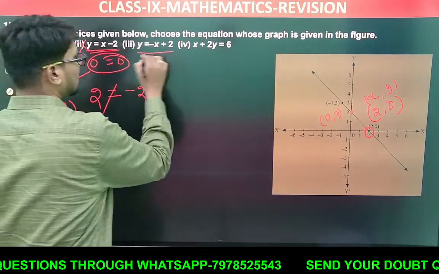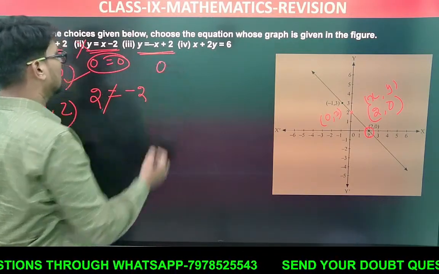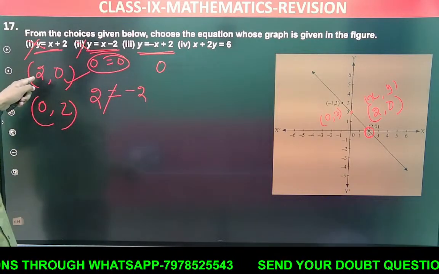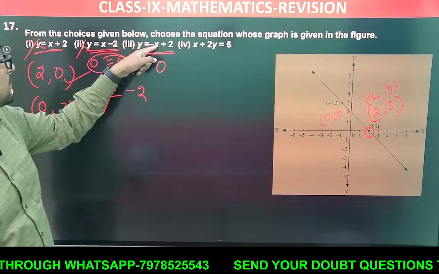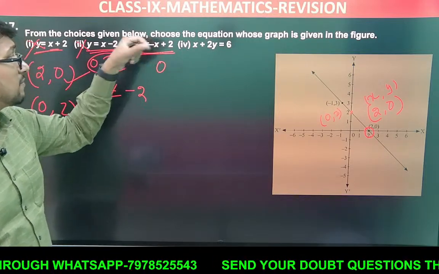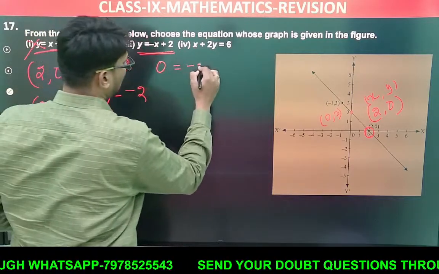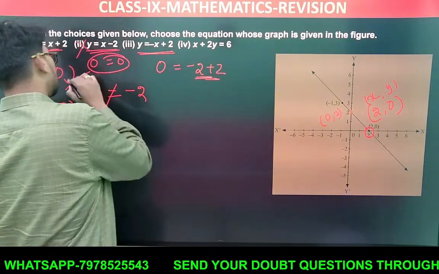Now let us move to the third option. y is equal to minus x plus 2. Here y is 0, and x is 2. So if I replace x, it will become minus 2. Minus 2 plus 2 is how much? It is also 0. Hence this is equal. So this is satisfying.